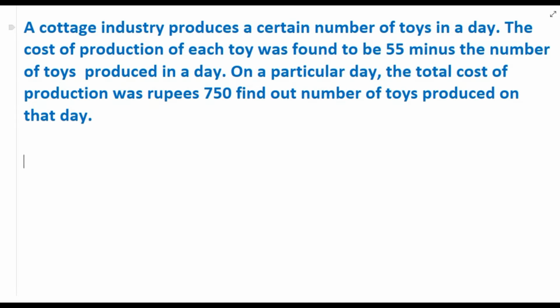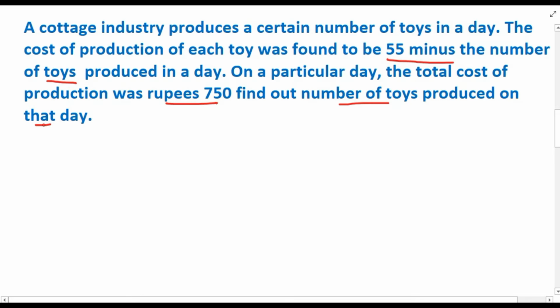Next question. A cottage industry produces a certain number of toys in a day. The cost of production of each toy was found to be 55 minus the number of toys produced in a day. On a particular day, the total cost of the production was rupees 750. We need to find out the number of toys produced on that day.